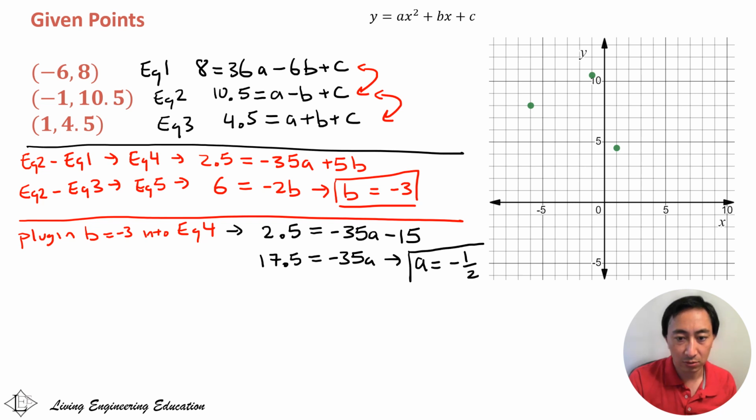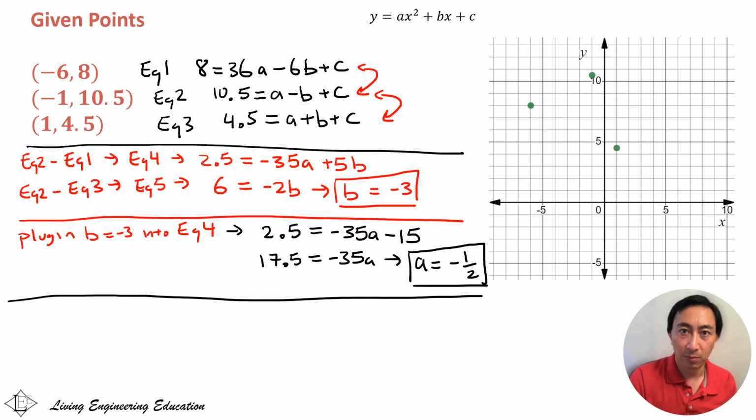All right, very good. We're almost done. So the last step is to plug in the b and a values into any equation, either 1, 2, or 3. So then plug in b is negative 3 and a is negative 1/2. And you can choose. In fact, once you solve for a, b, and c, you can plug it into the other equations, 1, 2, or 3, and check that you did it correctly, because a, b, and c should work for all of the equations. If it doesn't, then you did something wrong in the calculation.